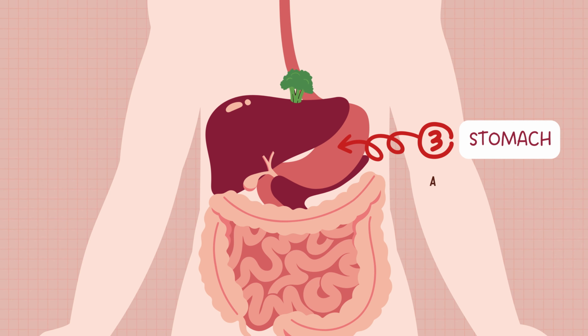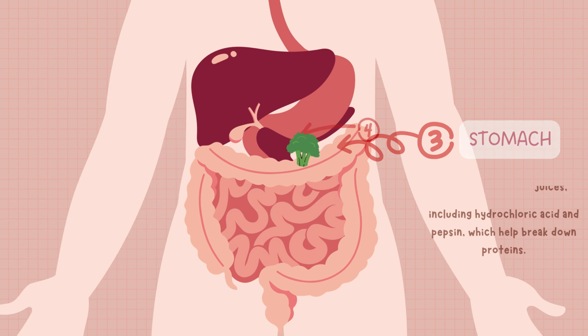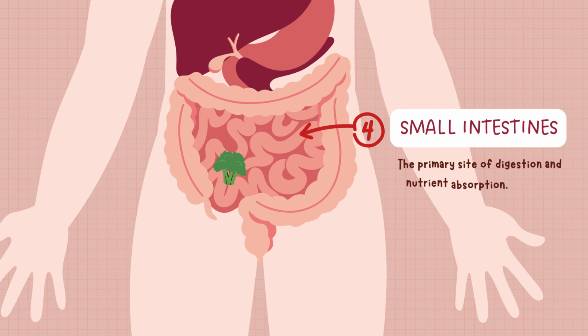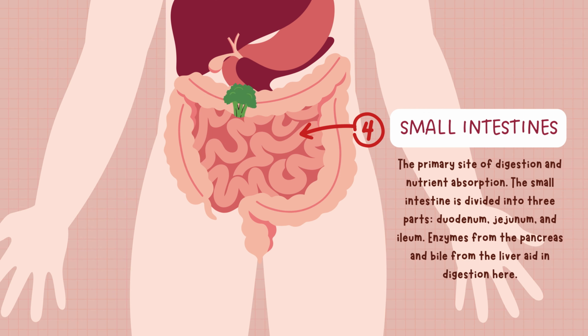Stomach, a sac-like organ where food is mixed with gastric juices, including hydrochloric acid and pepsin, which help break down proteins. Small intestine, the primary site of digestion and nutrient absorption. The small intestine is divided into three parts: duodenum, jejunum, and ileum. Enzymes from the pancreas and bile from the liver aid in digestion here.